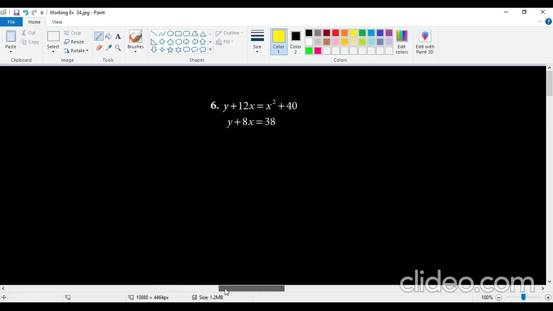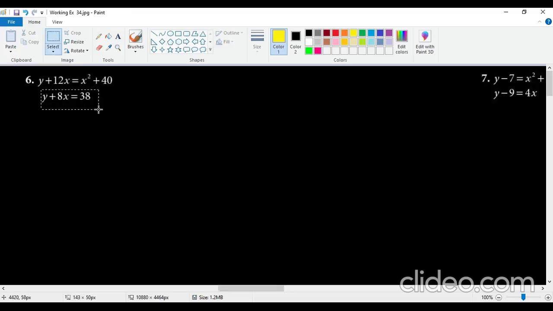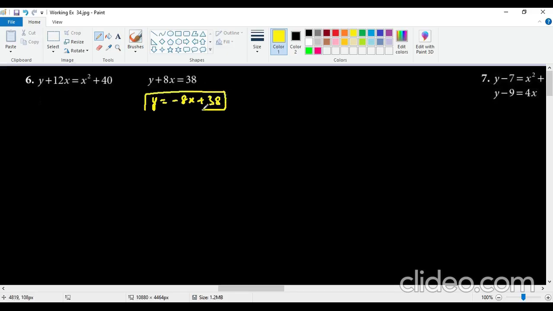Moving on to question number 6. When it comes to question number 6, it says y equals minus 8x plus 38. So this is the value of y. Now we plug this value into the quadratic equation. So instead of y, I will write minus 8x plus 12x equals x square plus 40.